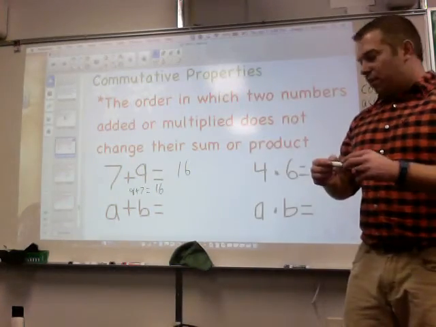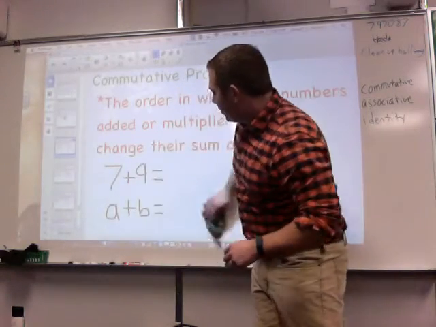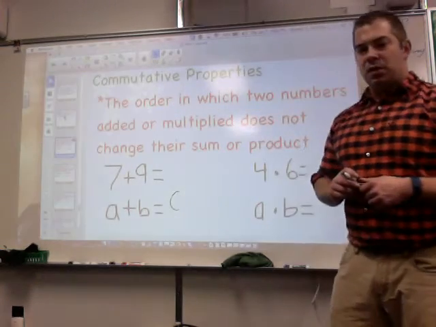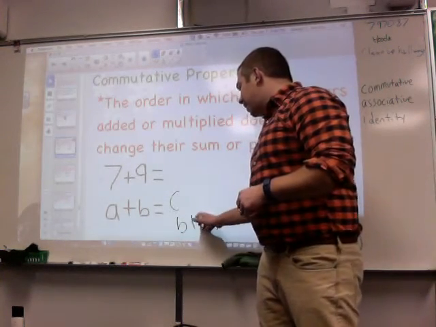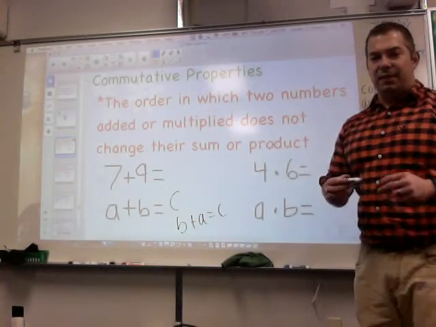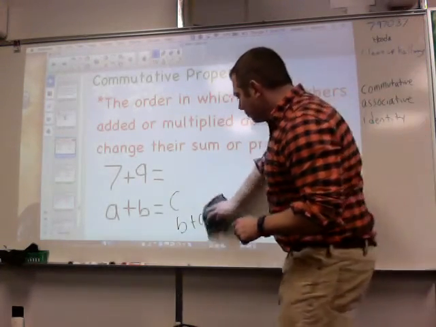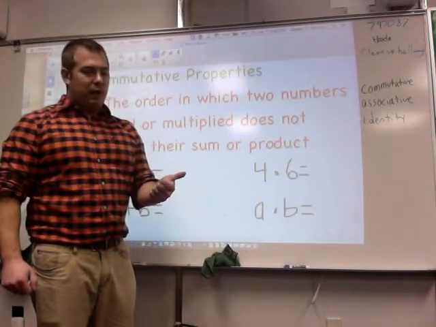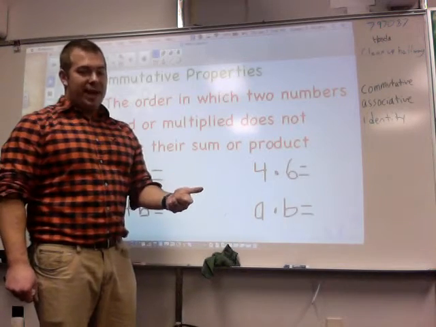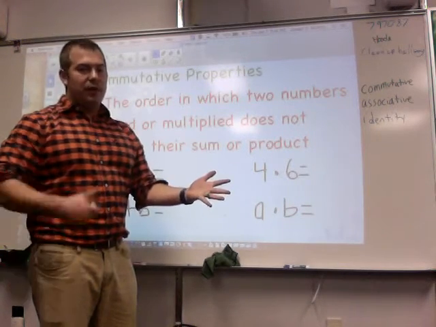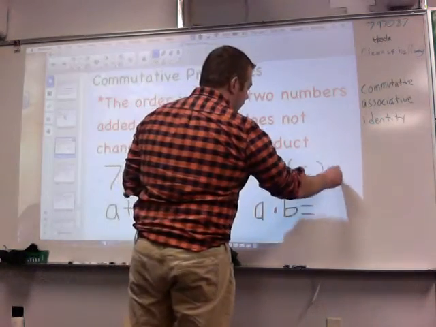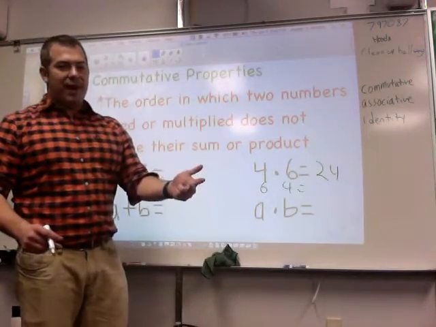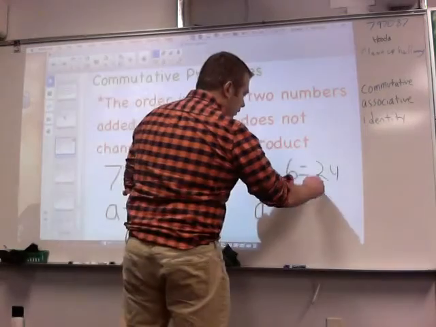All right? So if I think about that with variables, a plus b, let's say that equals c. Well, b plus a will also equal c. The b and the a could switch. Same goes for multiplication. 4 times 6, let's count it out. Counting by 4s: 4, 8, 12, 16, 20, 24. 4 times 6 is 24. Well, so is 6 times 4. 6, 12, 18, 24. There you go.